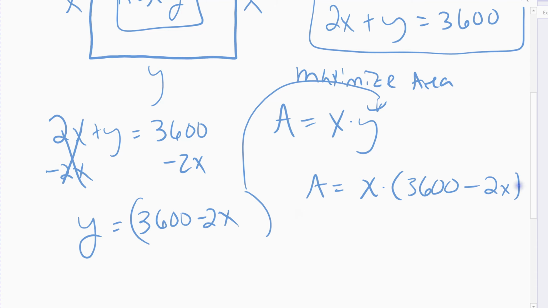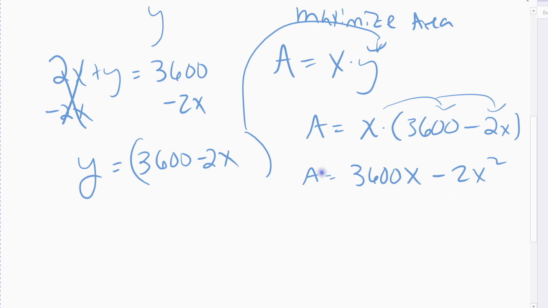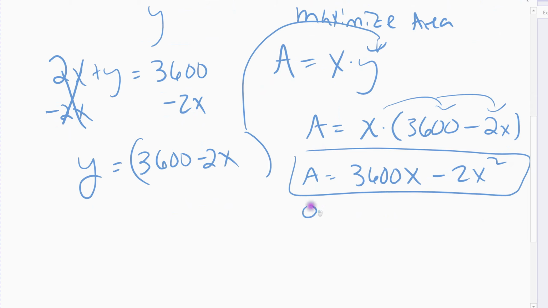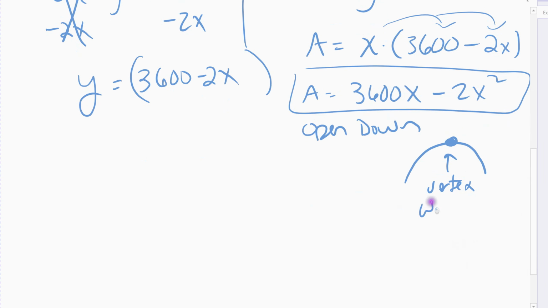That's what I want to optimize. I want to maximize that area. And so I'm going to distribute and multiply through my x. So area equals 3,600x minus 2x squared. This is a parabola, because it's a quadratic. It's a parabola that opens down. So I know if I find that vertex, that's my maximum.